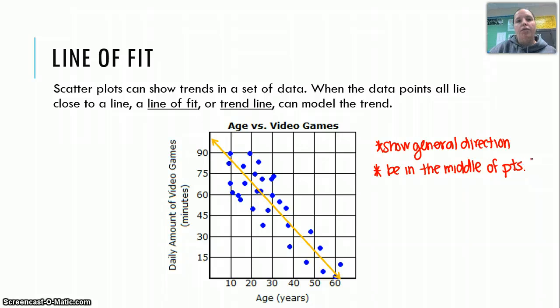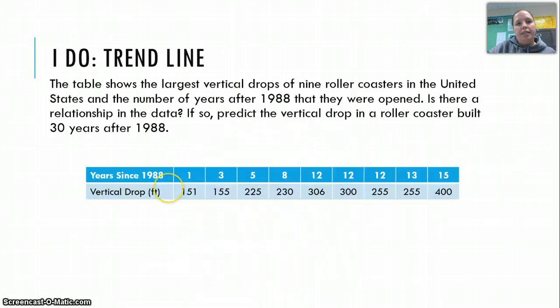In the middle of your points. So kind of more officially putting out there that negative relation. So when it comes to trend lines and lines of fit, we're actually going to be creating our own trend lines and lines of fit.